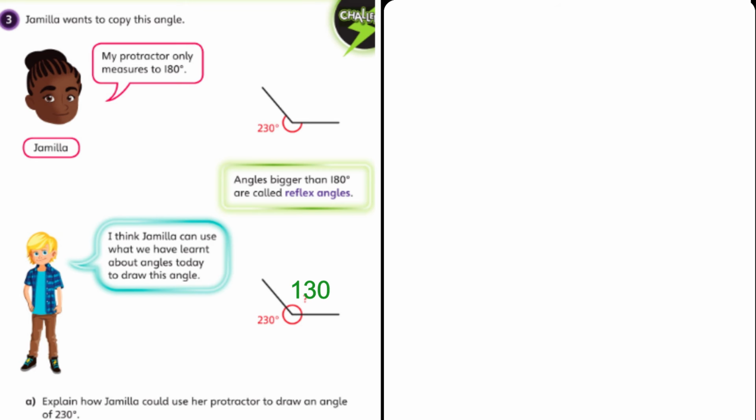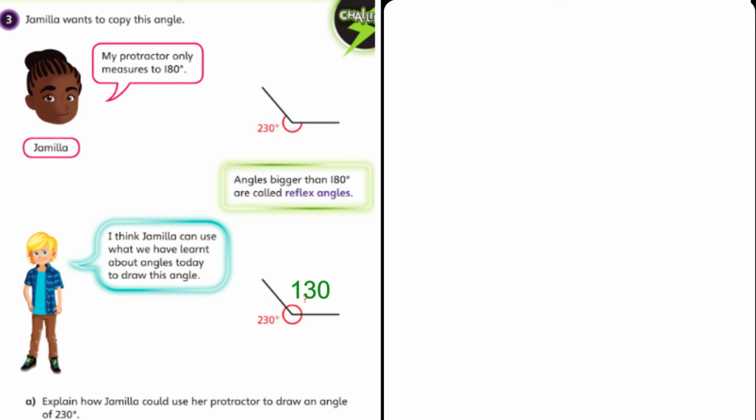Can you draw a 130 degree angle with your protractor? Absolutely. And if you draw a 130 degree angle, what's automatically going to be on the other side of it? A 230 degree angle, because together they make a full turn. So Jamila really can draw this angle. Let me show you how I would write my explanation.